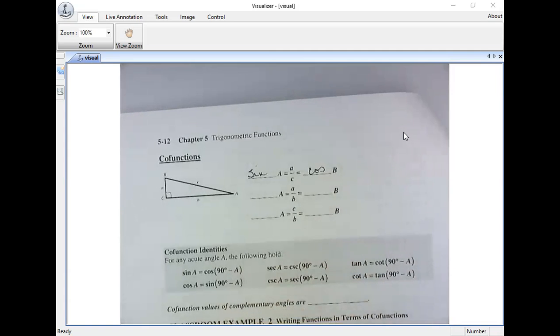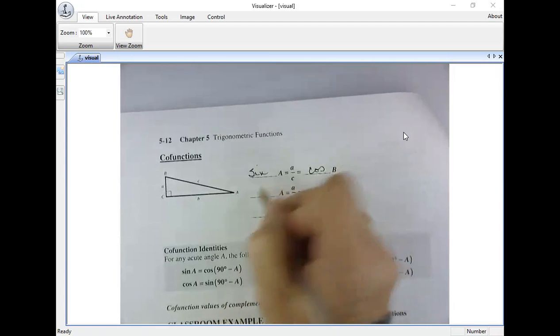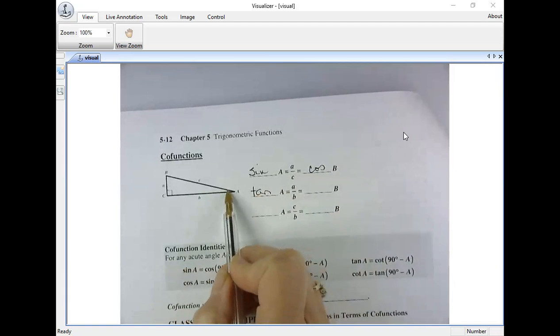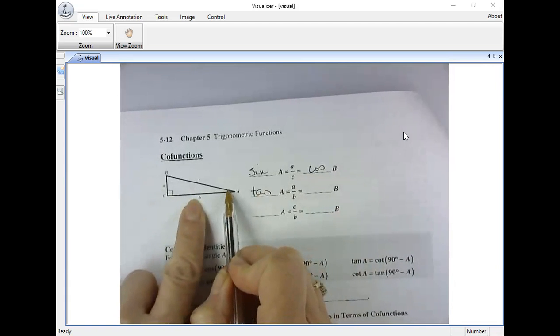Now, did you notice anything, or what do you think would be true about the tangent of angle A? So if I'm looking at angle A, that's an opposite over adjacent. That's going to be the same as what from angle B?